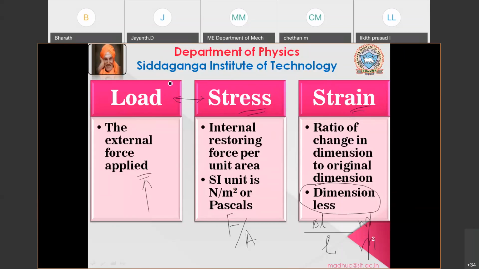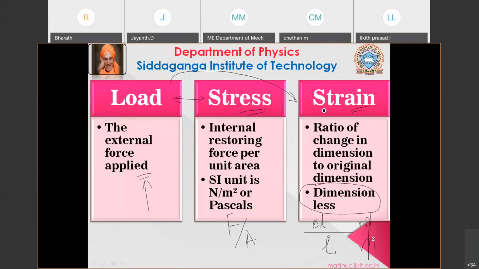Whatever your applied load is, once you remove the load, you need to see whether it is coming back to the same position or not, or whether it is having the same shape or not. If there is any change in the shape and the size, then we call that a strain in the material.